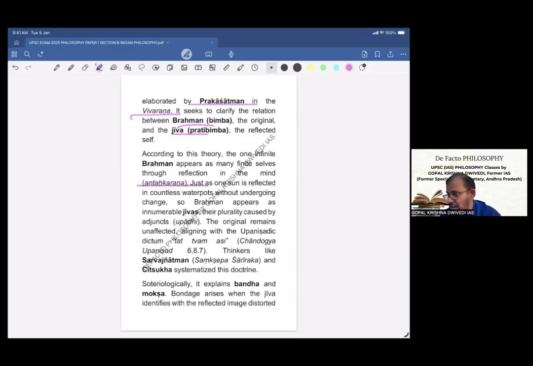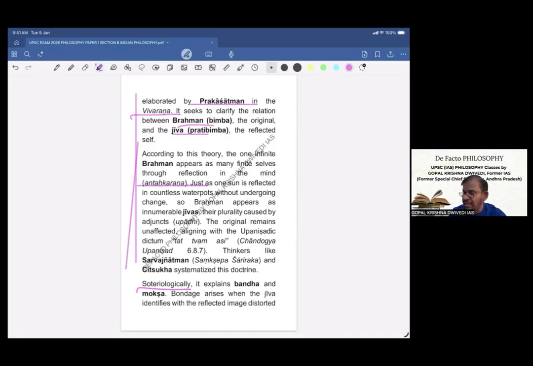According to this theory, the one infinite Brahma appears as many finite selves through reflection in the mind, that is Antahkarana. Just as one sun is reflected in countless water pots without undergoing change, so Brahma appears as innumerable jivas, their plurality caused by adjuncts. The original remains unaffected, aligning with the Upanishadic dictum Tattvamasi. Thinkers like Sarvajnatman and Chitsukha systematized this doctrine later on. So this is now the explanation of Bimba Pratibimbavada.